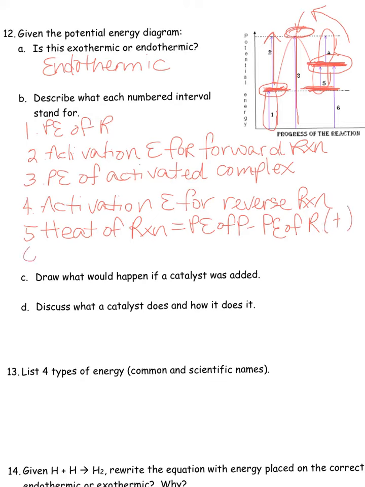And finally, number 6. Going from the axis up to that product line is simply my potential energy of those products.